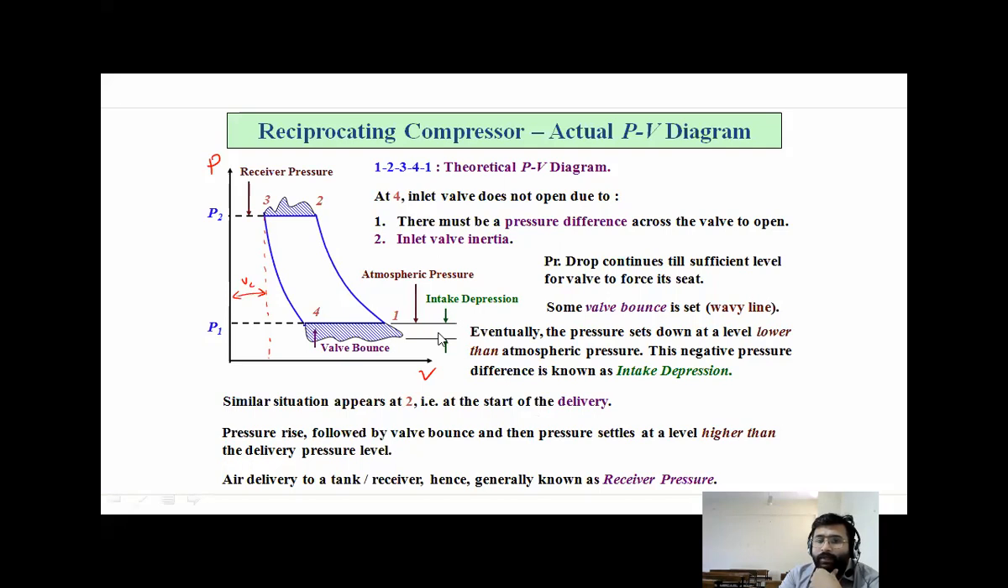Show this intake depression, valve bounce. So this is the extra work which is consumed by the compressor. This is theoretical work. This is the extra work consumed by the compressor.